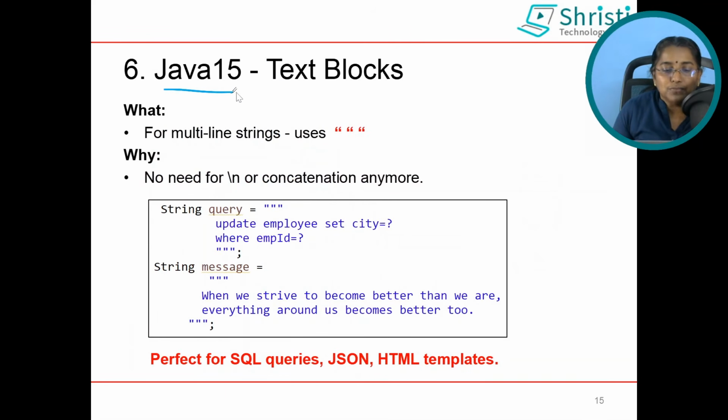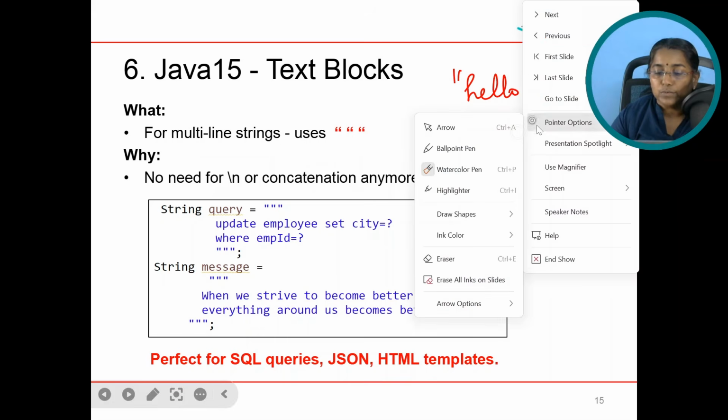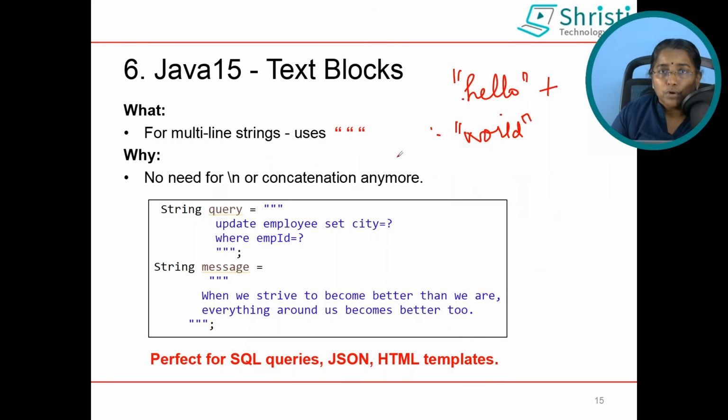This is from Java 15, text blocks. Whenever you are working with strings, as in a query which runs for multiple lines or a paragraph which runs for multiple lines that has to be assigned to a string variable, you will be using the concatenation operator, that is the plus operator. If I have to assign a value to a string variable, I need to add it within double quotes. If I have multiple lines, I will add plus, which is the concatenator, and continue with the values. But now you don't have to use concatenation or \n.